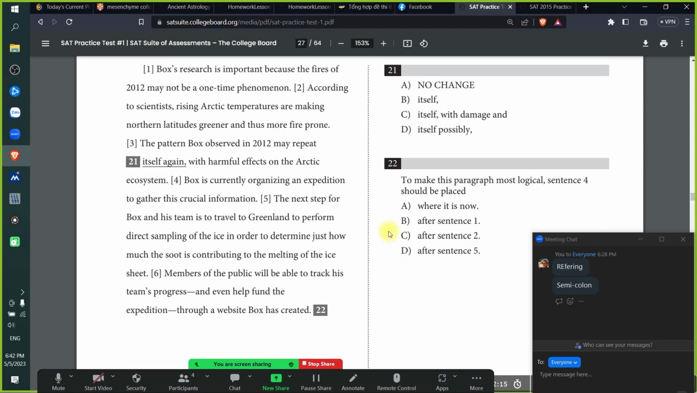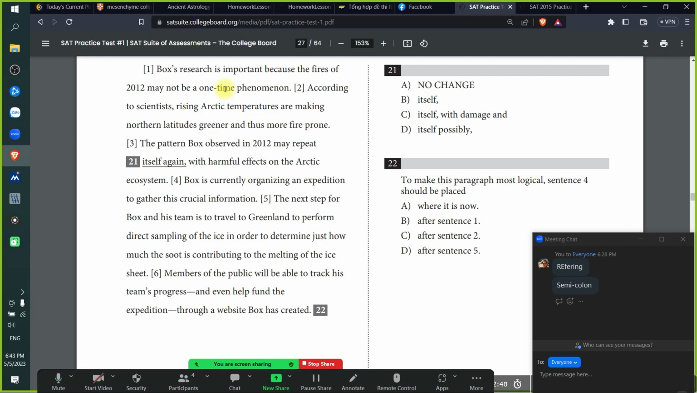22. To make this paragraph most logical, sentence 4 should be placed where? Để mà làm cho cái đoạn này nghe có vẻ hợp lý, logic nhất, cái câu số 4 nên được đặt ở đâu? So number 4 is, Box is currently organizing an expedition to gather this crucial information. Box hiện tại đang sắp xếp một cái đoàn đi viễn chinh, một cái đoàn mà đi thám hiểm để lấy được cái thông tin tối quan trọng này. Okay, let's just read the whole thing here.